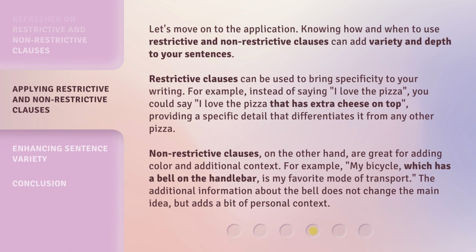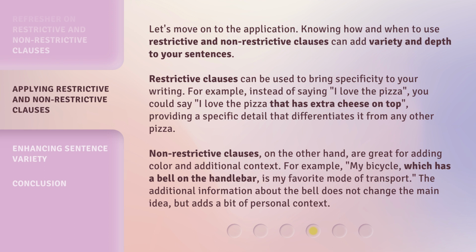Let's move on to the application. Knowing how and when to use restrictive and non-restrictive clauses can add variety and depth to your sentences. Restrictive clauses can be used to bring specificity to your writing. For example, instead of saying, "I love the pizza," you could say, "I love the pizza that has extra cheese on top," providing a specific detail that differentiates it from any other pizza.